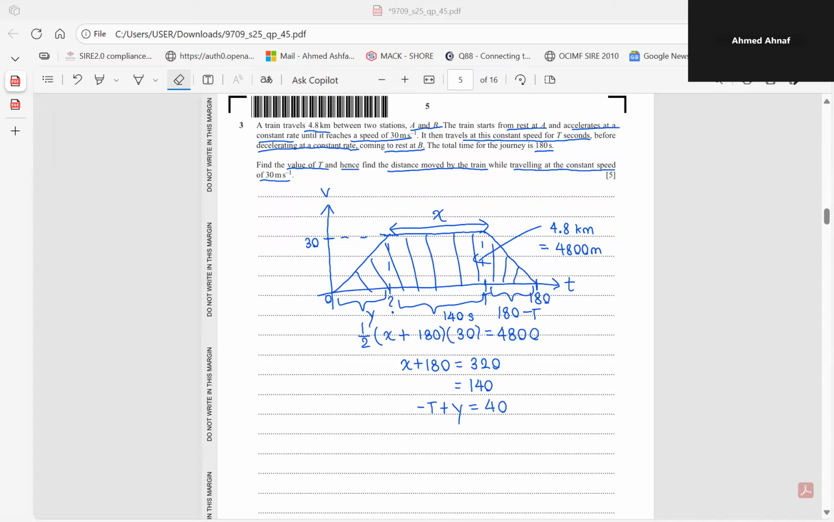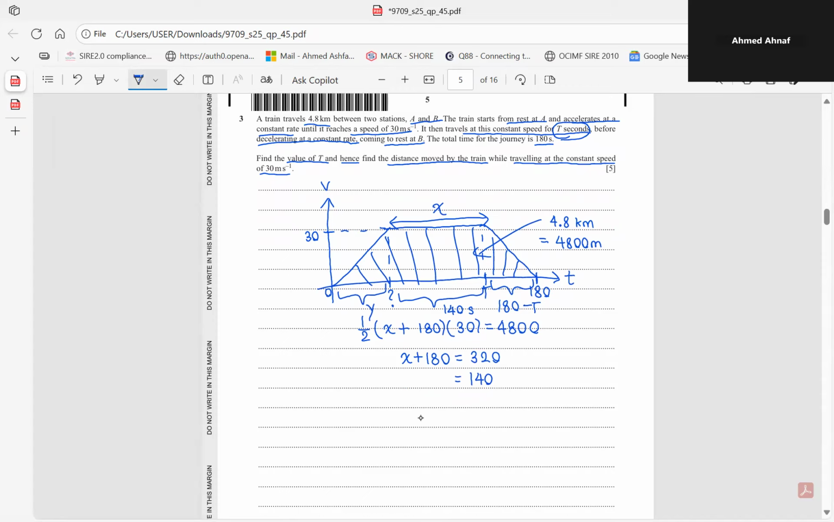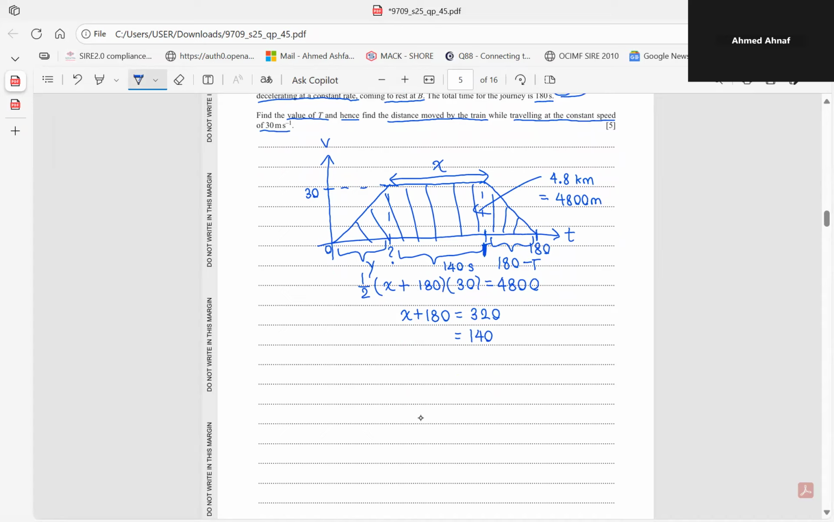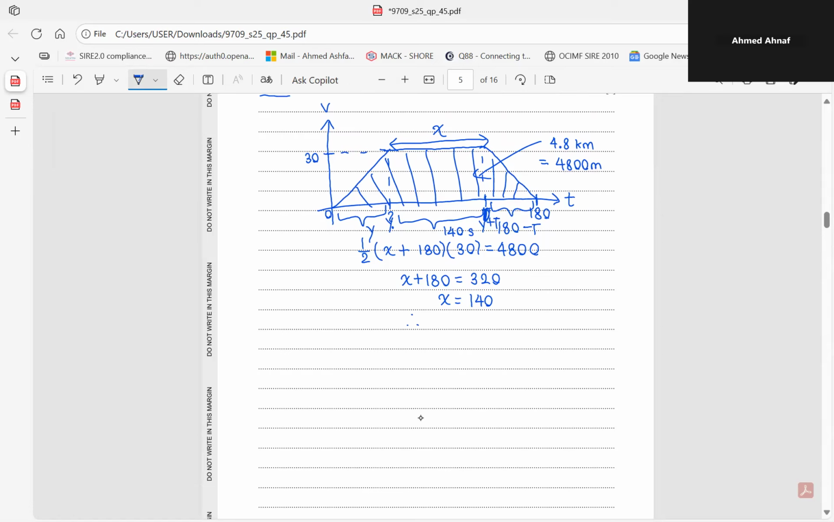Okay, sorry everyone. Just realized what my mistake was. So t seconds is the time that the train was traveling at a constant speed for. So this is not going to be t. Let's say this is y, so this is going to be y plus t. So that's basically our x. So x is 140, so we can say t is equal to 140 seconds.